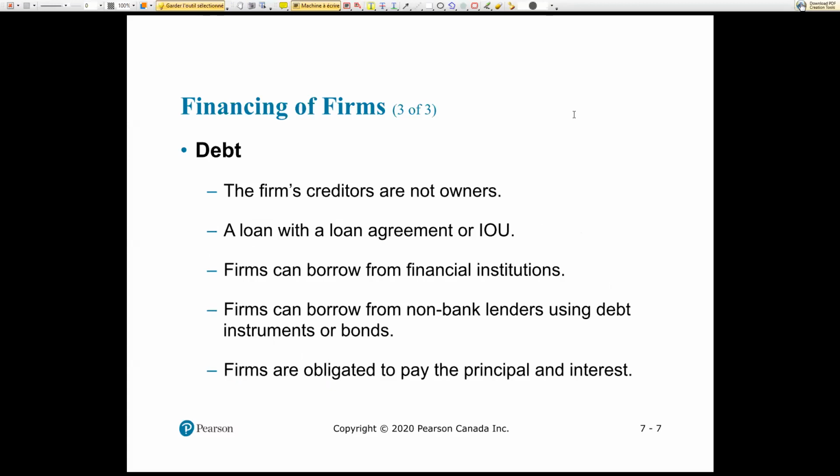All right. The other is, of course, going to the bank. The firm's creditors are not owners, they are usually banks. And you can borrow from financial institutions. They are obligated to pay, the firms are obligated to. So let me add something, not firm, but everybody.